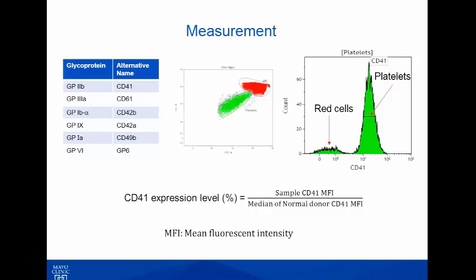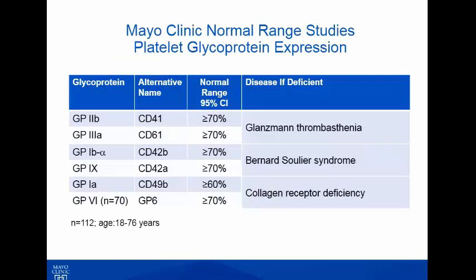So we're doing this because we felt that giving a percentage of expression level to clinicians is more meaningful than giving them 500 fluorescent units. So therefore, this is our way of reporting. And we also did a normal range. This is our normal range, usually above 60 to 70%. So this is a disease we're targeting. And this quantitative assay will also be able to detect a carrier status for some of the glycoprotein deficiencies.